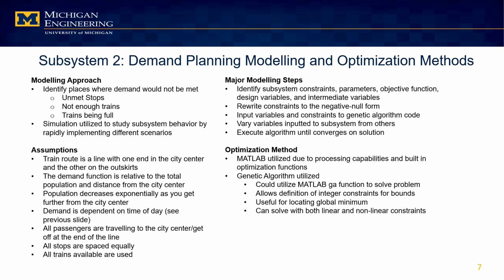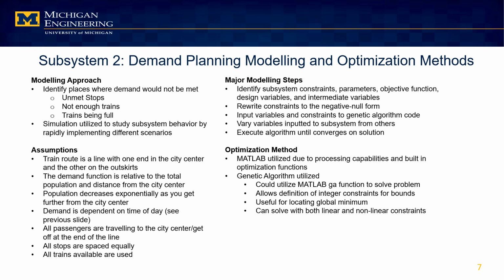We started by identifying places where demand would not be met, such as unmet stops, not having enough trains, or trains being full. We decided to use simulation to study this subsystem because of the ability to rapidly implement different scenarios and see the results real time. We did make some assumptions regarding our model, which allowed us to bound it to make it simpler to solve within the context of this problem.